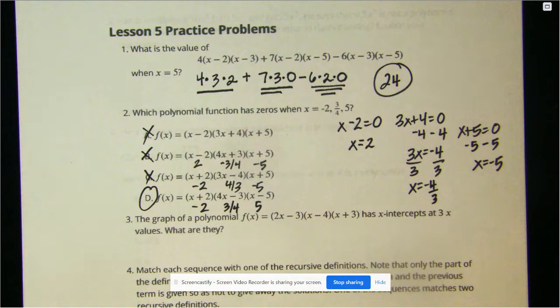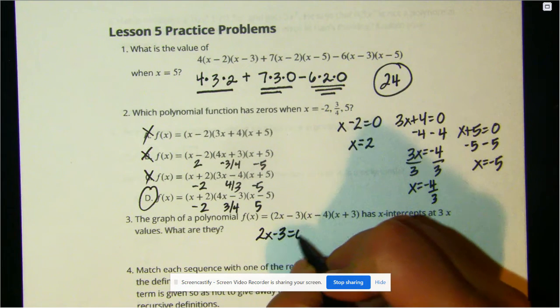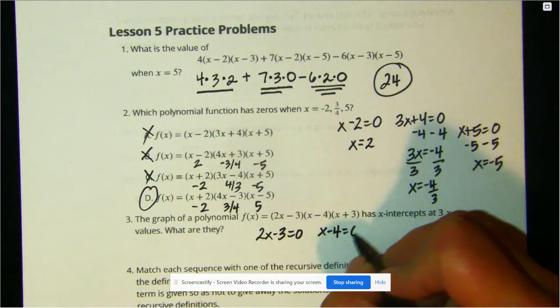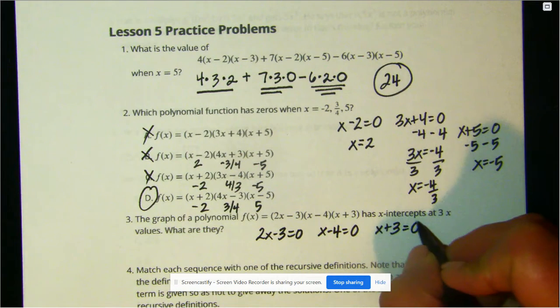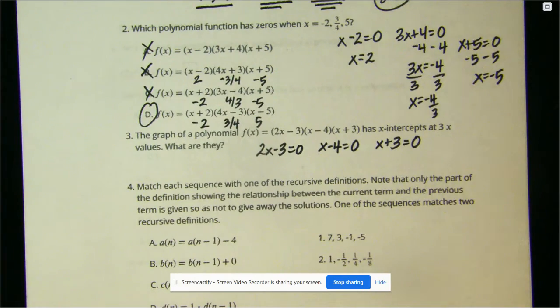All right, number 3. The graph of a polynomial, f of x equals (2x minus 3)(x minus 4)(x plus 3), has x-intercepts at 3 x values. What are they? It's whatever makes each one of these equal to 0. You could do these in your head. I'm going to just show you technically what you're doing. You're solving each of those and finding out what makes them 0.